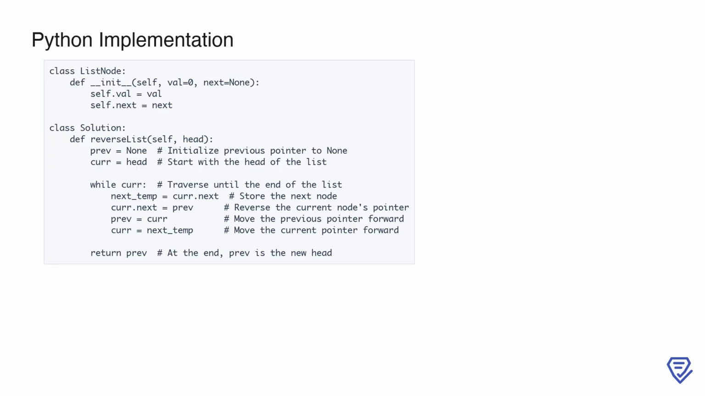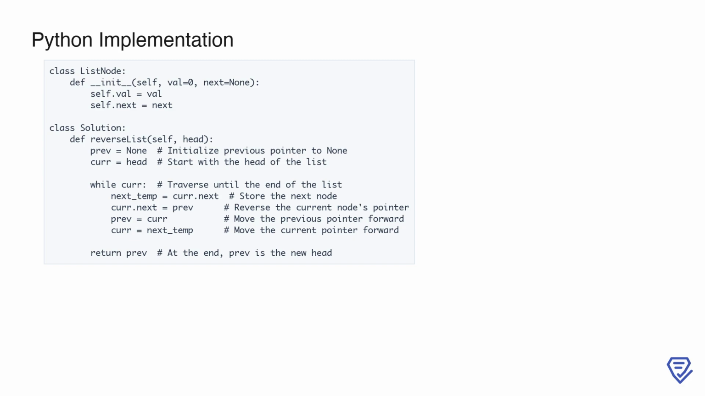Here's the step-by-step explanation. 1. Node class definition. The ListNode class is used to define the structure of a linked list node. Each node contains a val, its value, and a next pointer to the next node. 2. Initialization. The reverse list function starts by initializing two pointers. Previous, set to None initially, representing the tail of the reversed list. Cur, set to the head of the original list, representing the node currently being processed.